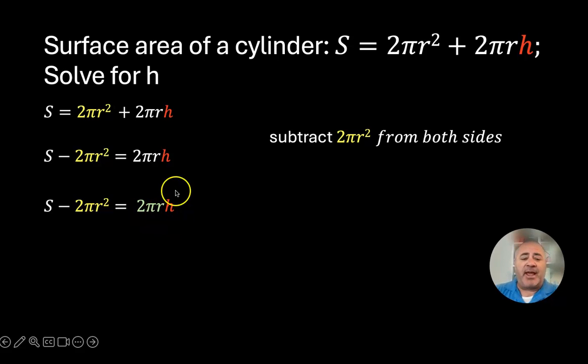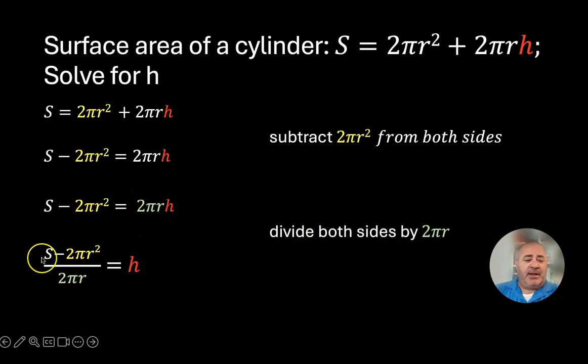Since we're multiplying it to our h, we're going to need to divide both sides now by 2 pi r. And so we're going to take this side, divide it by 2 pi r h, that gets rid of it on this side. So our solution then, h is equal to s minus 2 pi r squared all over 2 pi r.